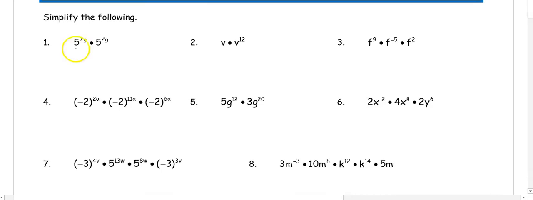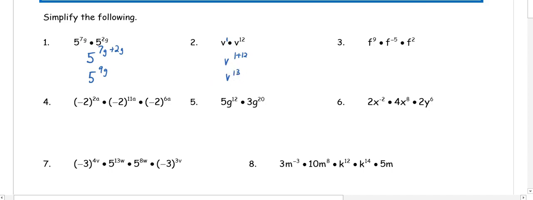In this one we have 5 to the 7g times 5 to the 2g. So our base of 5 stays the same. We're going to add those exponents, 7g plus 2g, which gets us 5 to the 9g. In number 2, v times v to the 12th. Well, v would just have an exponent of 1 if nothing was written there. So our base is v, and we're going to add those exponents. 1 plus 12 gets us v to the 13th.